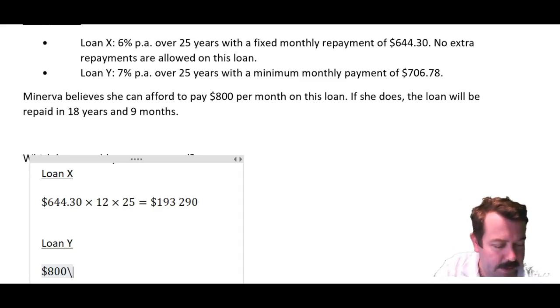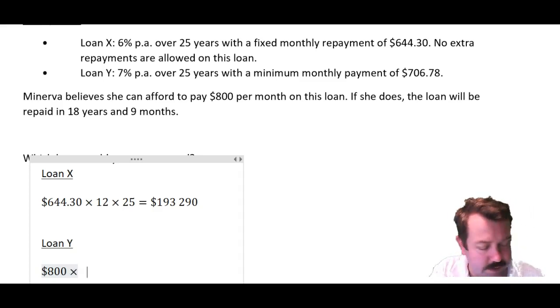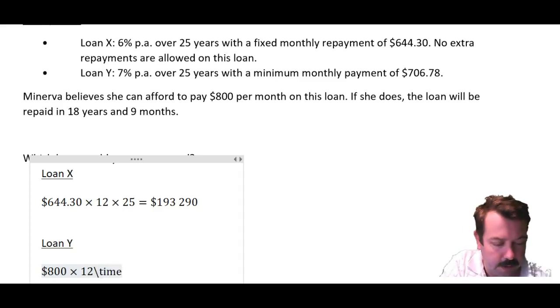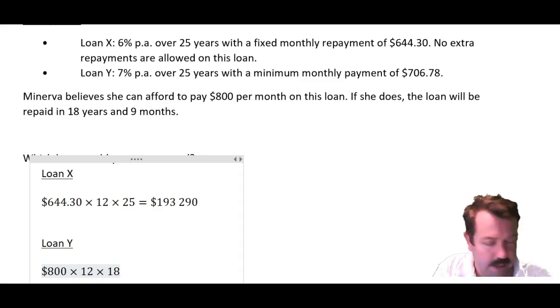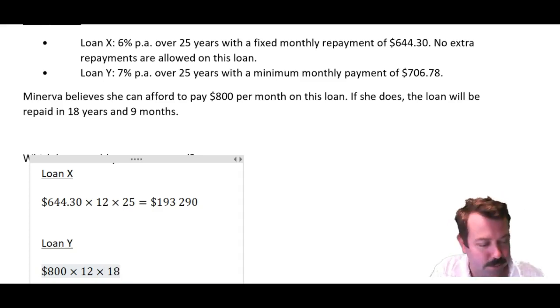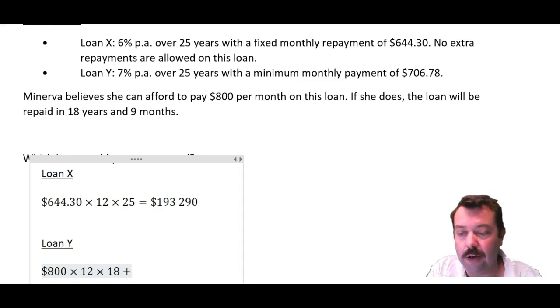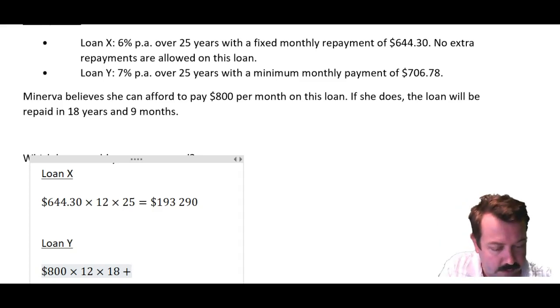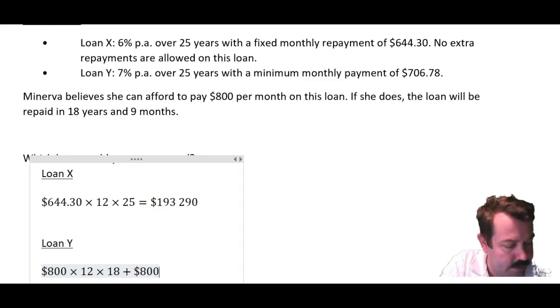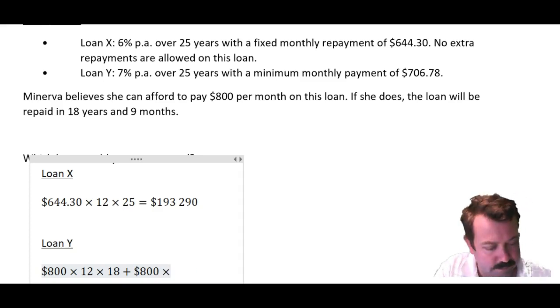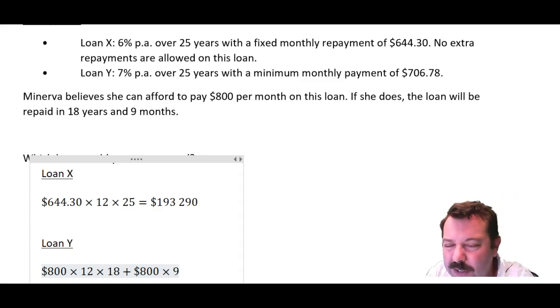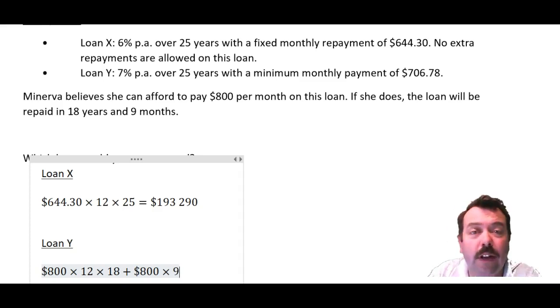I'm just going to split this up a little bit. So 800 times 12 is what I pay every year, and I multiply that by 18. That's the 18 years of full payments. And also I've got another 9 months after that, so that's going to be another 800 times 9. I could say that 18 years and 9 months is 18.75 years.